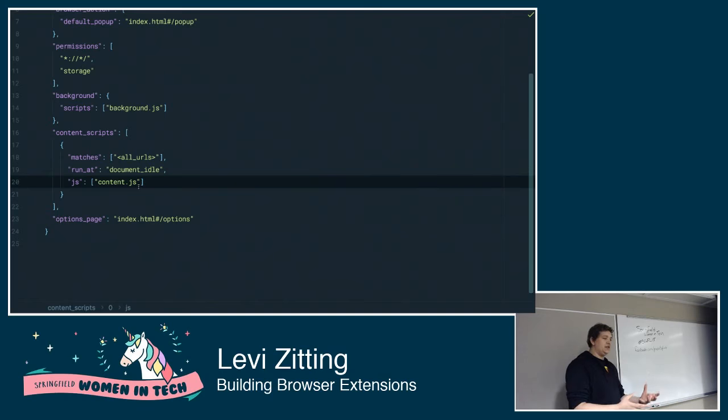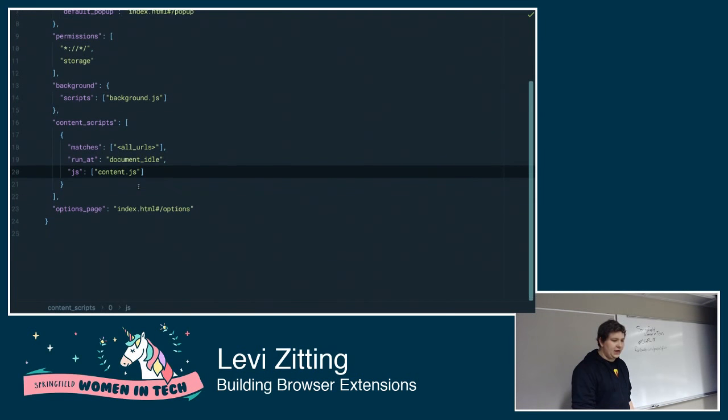But they still have access to things like the document APIs, so you can select web page elements and make modifications to them. And they also have access to pretty much all the APIs that exist on window, so scroll event handlers and all that sort of stuff. So that's the content scripts.